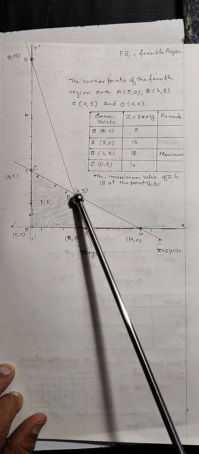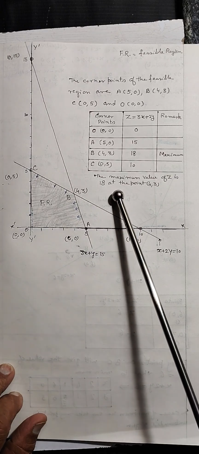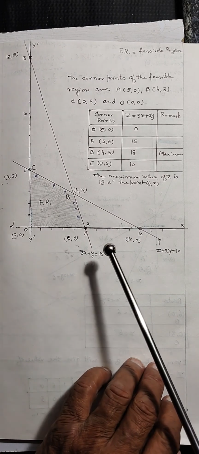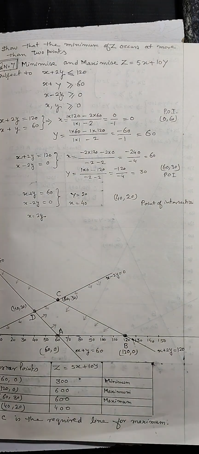The 4, 3 is this. So the maximum value of Z is 18 at the point 4, 3. And that's all. It is the solution of question number 5. Now come to question number 6.